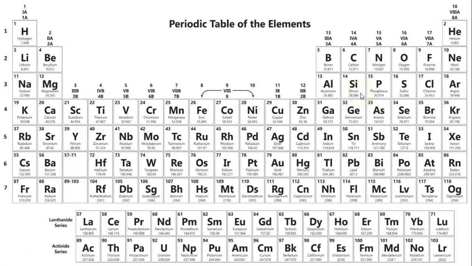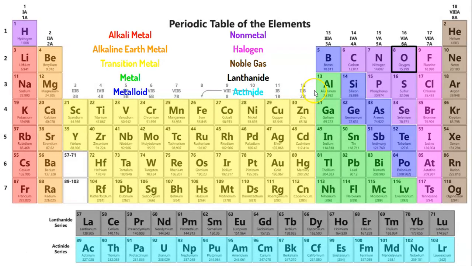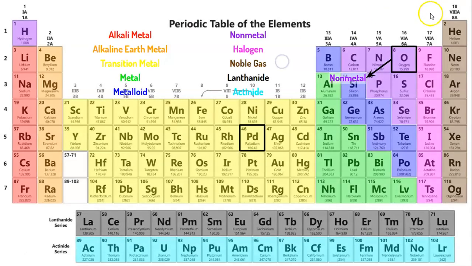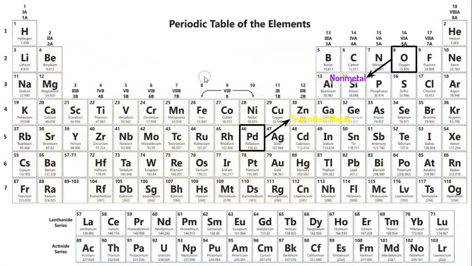Okay, so let's look at oxygen. Looking at the characteristic group, oxygen's highlighted as purple. So we know purple is nonmetals, so oxygen is a nonmetal. That's its characteristic group. Now let's look at palladium. Palladium is highlighted as yellow, and we know that yellow is our transition metals, so palladium is a transition metal. That is its characteristic group.